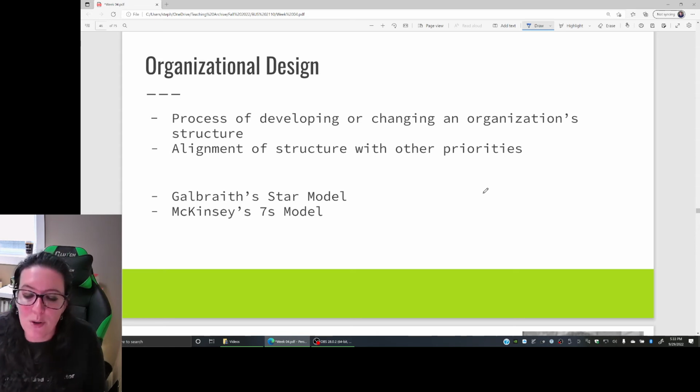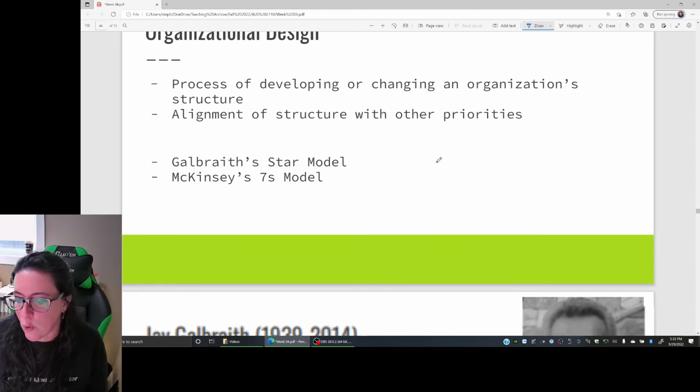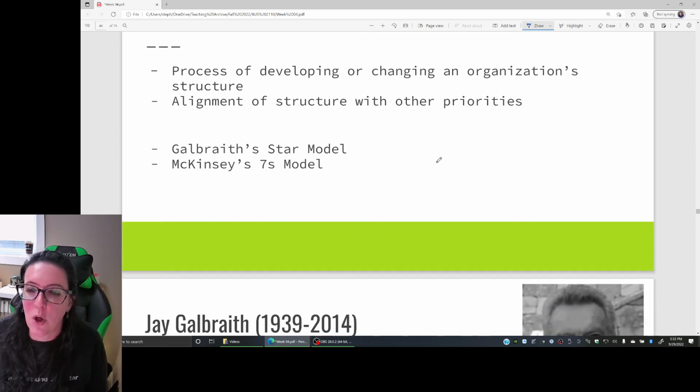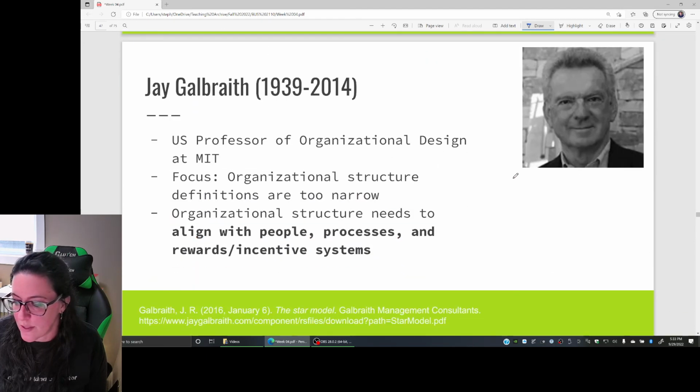And so the process of developing or changing an organizational structure, that's what's called organizational design. And there are some models for organizational design. And really what they come to is about aligning those decisions about the 6 elements with other aspects of your organization. So there's what is called the Galbraith star model. So this is a US professor of organizational design.